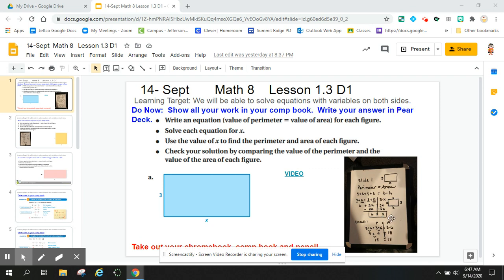So first thing I did over here in this little slide, you guys, is I completed all sides of the rectangle. Remember that if one side is 3, the opposite side is also 3. If the bottom side is x, the top side is also x. So I filled in all the dimensions on each side, and then I set the perimeter, 3 plus x plus 3 plus x, that's our perimeter, equal to our area. Base times height, x times 3 is 3x.